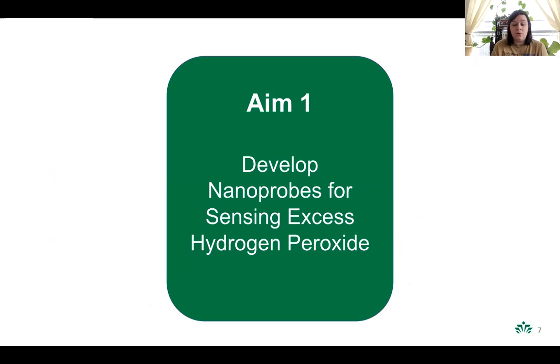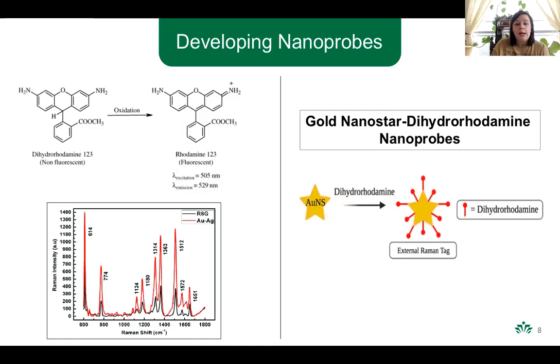We use those theories and move on to our research aims, where aim 1 is to develop nanoprobes for sensing the excess hydrogen peroxide in ocean water. To do this, I simply took a gold nanostar and attached dihydrorhodamine dye onto it, which is a non-fluorescent dye. However, whenever it's in the presence of hydrogen peroxide, it oxidizes and turns into rhodamine dye. Rhodamine dye, as you can see in the bottom left-hand Raman spectra, gives off characteristic peaks.